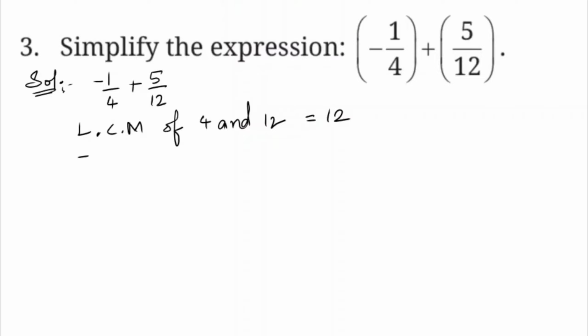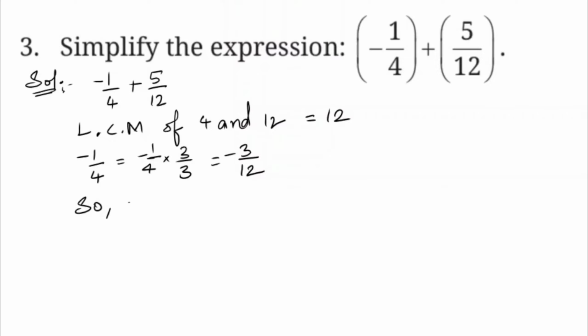We need to convert this minus 1 by 4, this denominator, we need to convert into 12. So how can we do it? We need to multiply this with 3 upon 3. 3 ones are 3, 4 threes are 12. And the next number we already have, that is 5 by 12. So now we can add this.